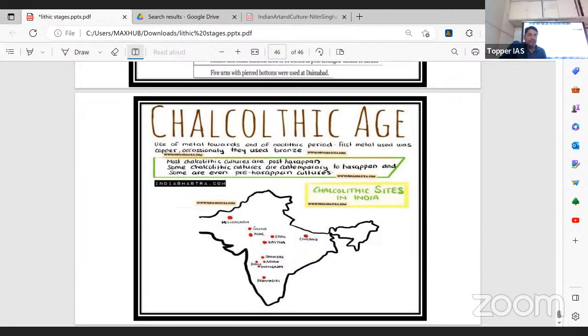And we also discussed important sites, so you should go and revise. We'll continue tomorrow. Tomorrow we'll start with the Indus Valley.